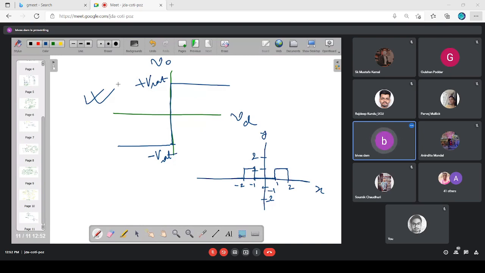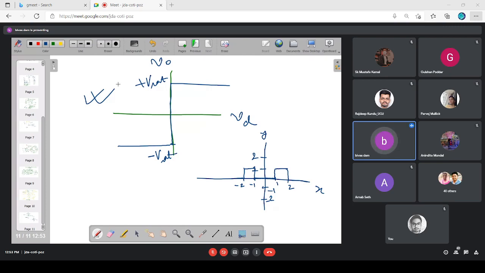Depend করছে কিসের উপর? Now whether my VD is positive or negative. If VD is positive, output is plus VSAT. If VD is negative, output is minus VSAT. This will be always true for any operational amplifier. You must not forget this: for positive input difference voltage, output is plus VSAT. For the negative input difference voltage, output is minus VSAT.